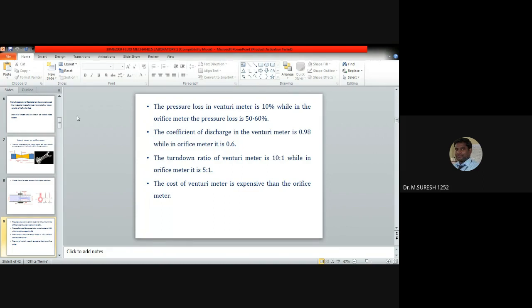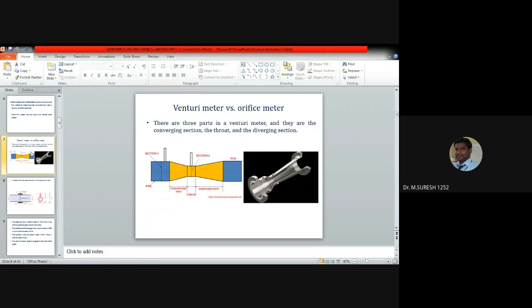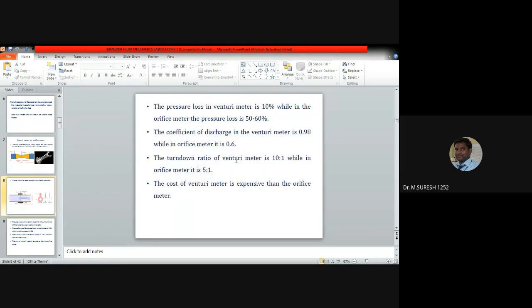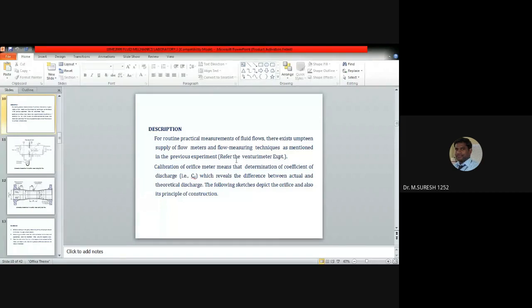That means the difference between the maximum flow and the minimum flow. Venturi meter is 10:1, while orifice meter is 5:1. And also, based on the diagram, we can easily see that the venturi meter is more expensive, because many more parts are involved in a venturi meter when compared to an orifice meter. Then this is a description, and this is a similar description about the venturi meter.